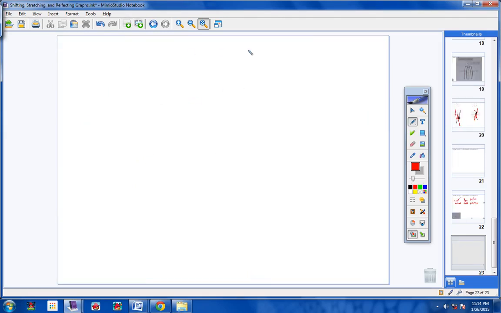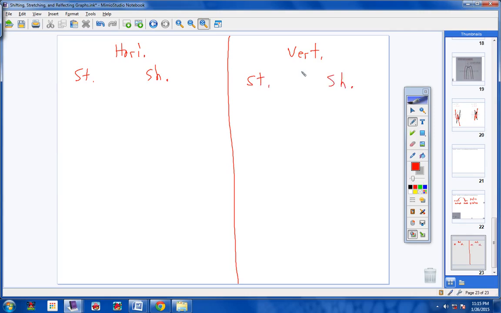I should have typed this up. So here we go. You ready? Let's do this. Horizontal, vertical, stretch, shrink. This is a side-by-side comparison. When do you have a horizontal stretch or shrink? When a number is multiplied directly to x. When that happens, it's horizontal.